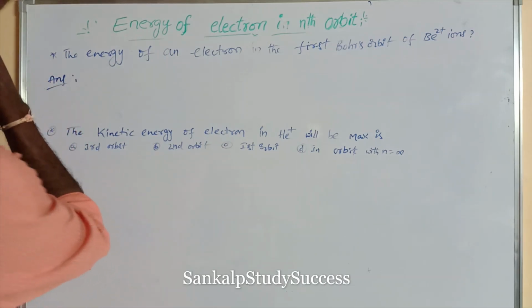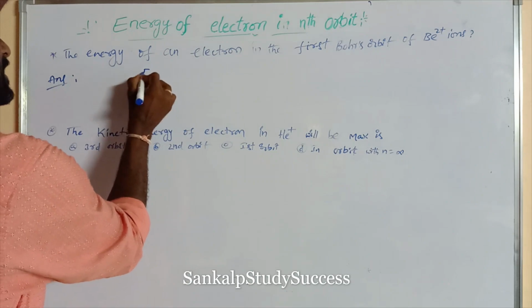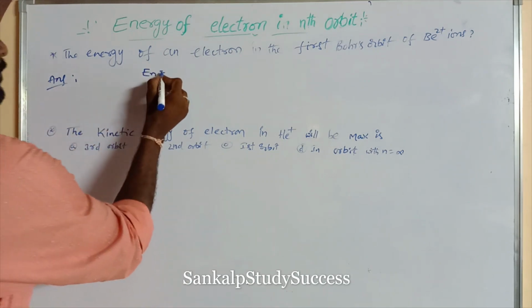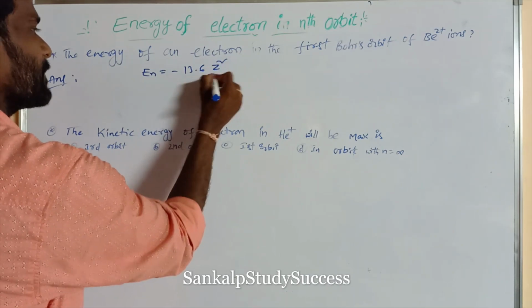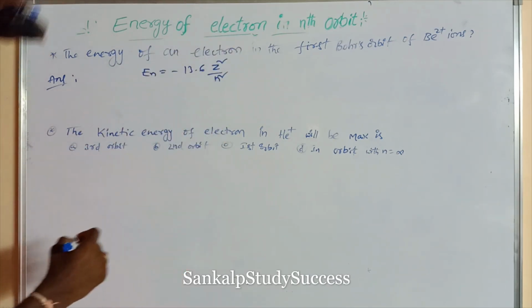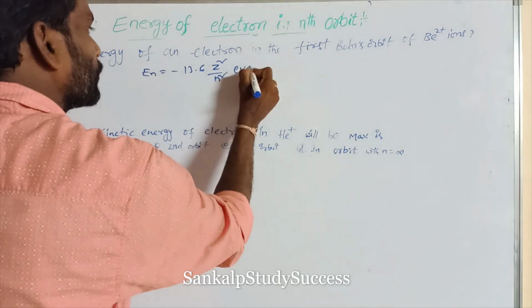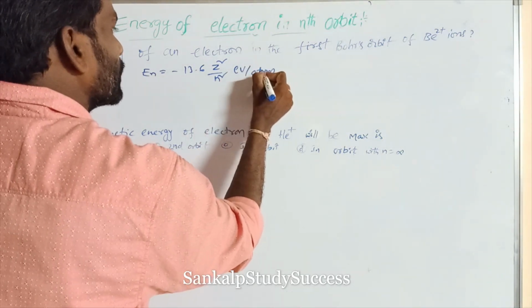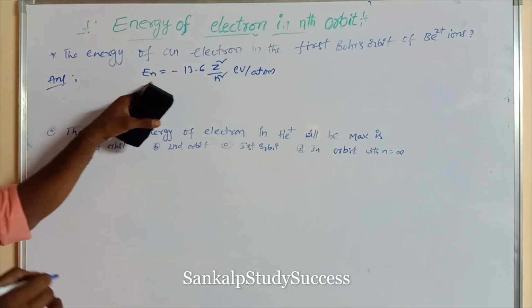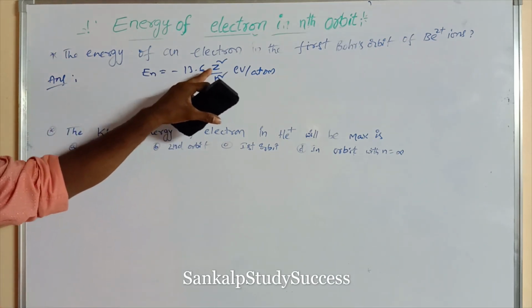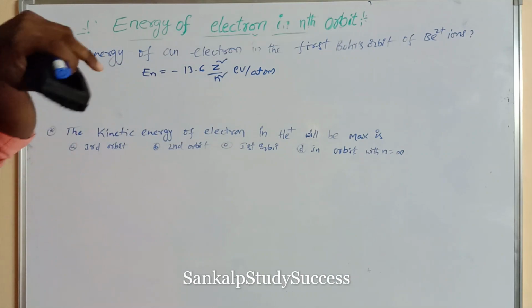So we know that the energy of electron, En is equal to minus 13.6 into Z square by N square, electron volt per atom. So the energy of electron in nth orbit En is equal to minus 13.6 into Z square by N square, electron volt per atom.